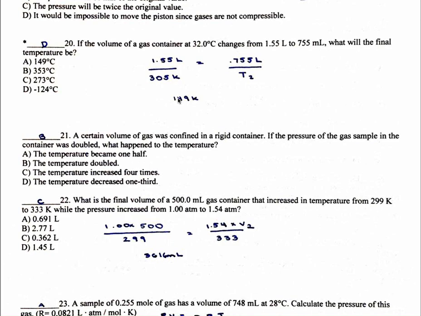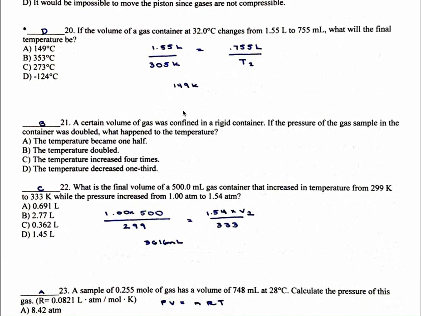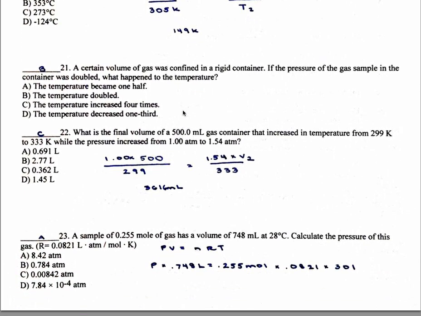Okay. So I didn't actually round when I got this. Remember, you're only going to round at the very last step. So the last step is subtracting 273. So you go based on decimal places. Okay. 21. If the pressure is doubled, what happens to the temperature? Well, they're directly related. So if pressure is doubled, that means temperature has to be doubled.